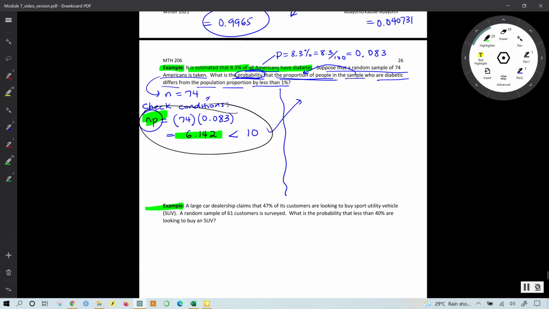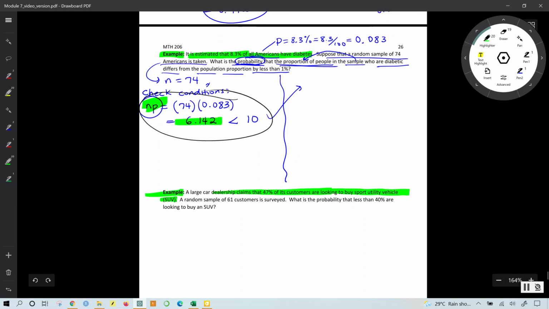A large car dealership claims that 47% of its customers are looking to buy sports utility vehicles, SUVs. So, in the general population, p is equal to 47%. Now, a random sample of 61 customers is surveyed. So far we have the following details. Sample size is 61. The population proportion is 47% or 0.47. And we would like to find the probability that less than 40% are looking to buy an SUV.